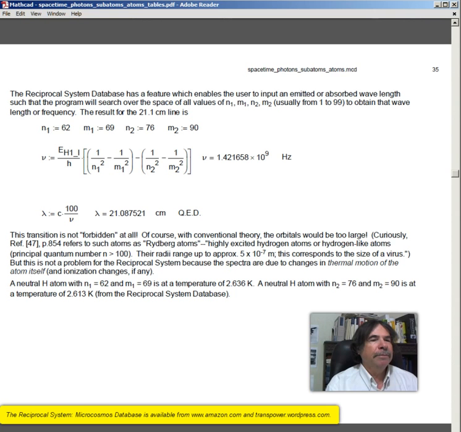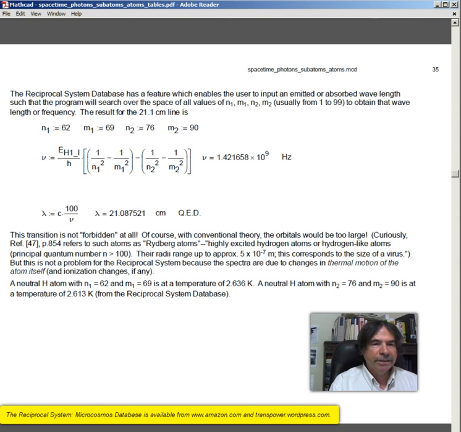The reciprocal system database has a feature which enables the user to input an emitted or absorbed wavelength such that the program will search over the space of all values of n sub 1, m sub 1, n sub 2, m sub 2, usually from 1 to 99, to obtain that wavelength or frequency. The result for the 21.1 centimeter line is n sub 1 equals 62, m sub 1 equals 69, n sub 2 equals 76, and m sub 2 equals 90.